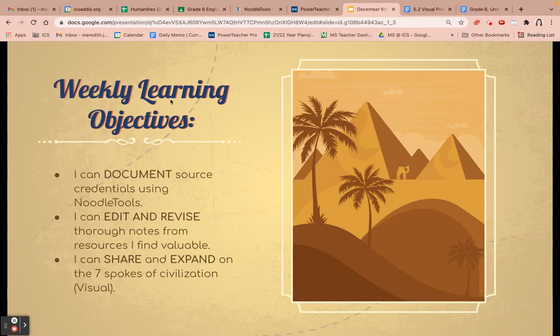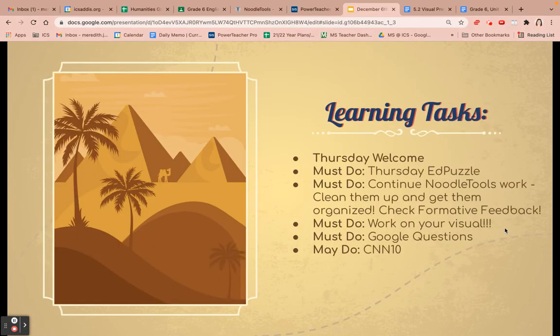Okay, so same learning objectives. I'm not going to go through them again, but you know that you should be editing, revising, and making corrections at this point. Today you are already in an Edpuzzle right now. You are going to continue your Noodle Tools work, cleaning it up, getting it organized, and checking for feedback.